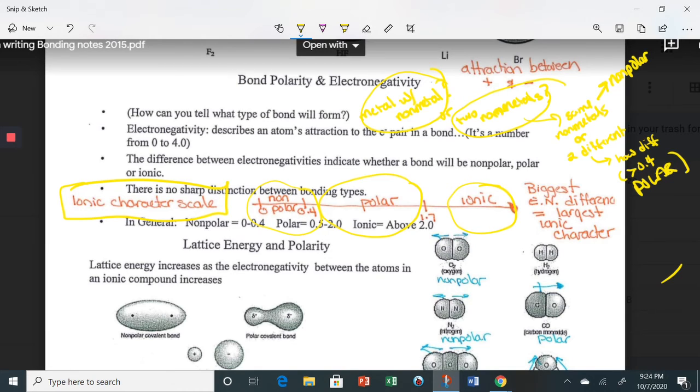Are there exceptions? Of course there are. Let's take a beauty, the one above, HF. Okay, this is 2 nonmetals. But I'm going to tell you, that is considered polar covalent.